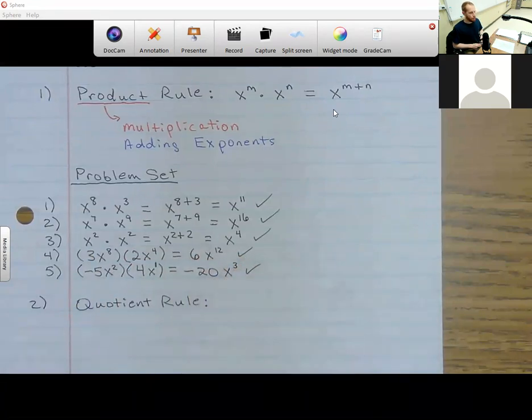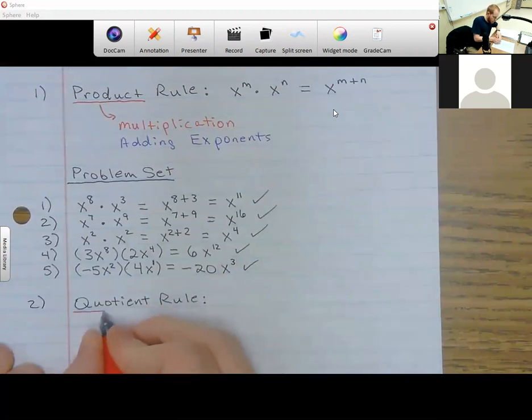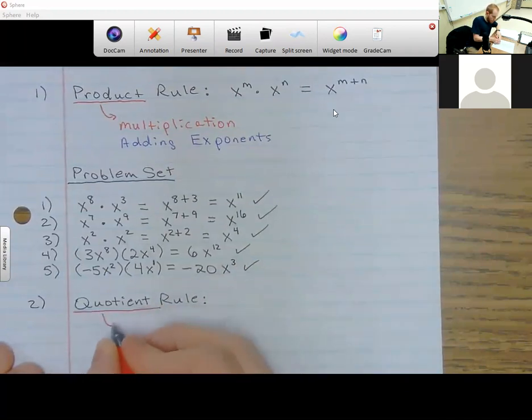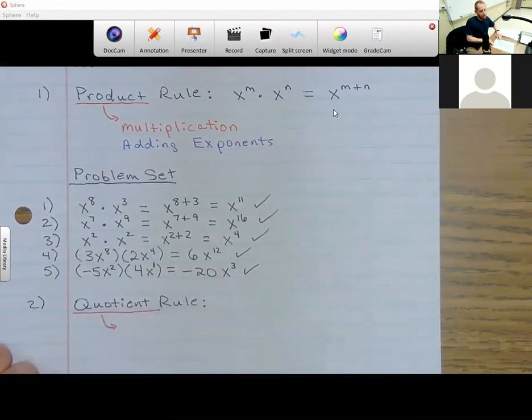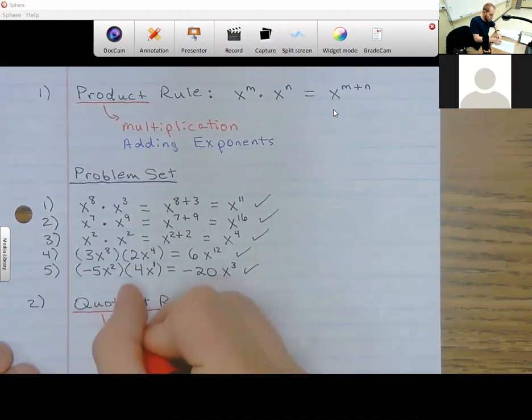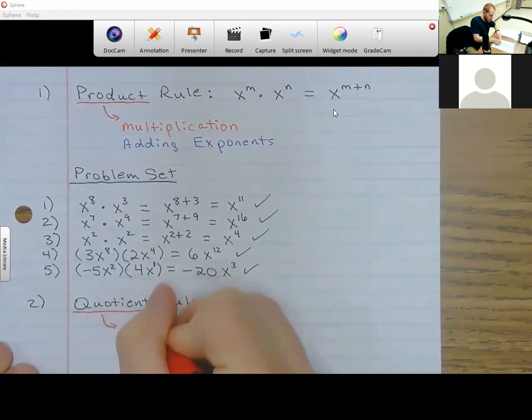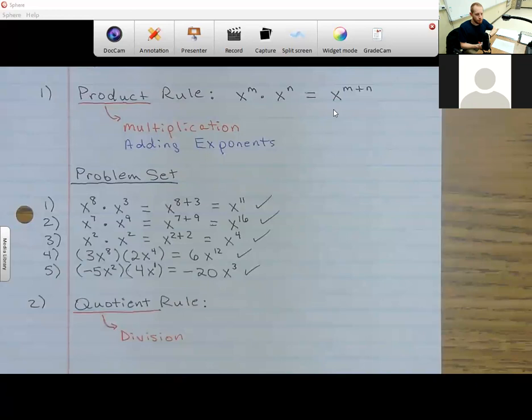All right. So rule number 2 is going to be called the quotient rule. I'm going to underline quotient because it does mean something. How do we get a quotient? Well, basically, when we divide two numbers, right? So this is division. Whenever I take two numbers and I divide them together, we're going to get what's called the quotient.